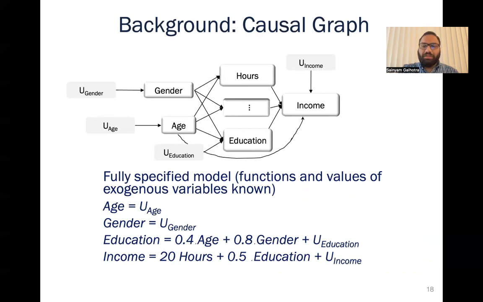The causal graph is also accompanied with a set of causal equations that capture the dependencies between attributes. For example, the third equation, which is that of education, shows that education is equal to 0.4 times age plus 0.8 times gender plus the unobserved value of the education attribute, which is U education.